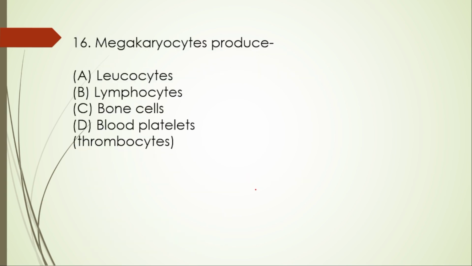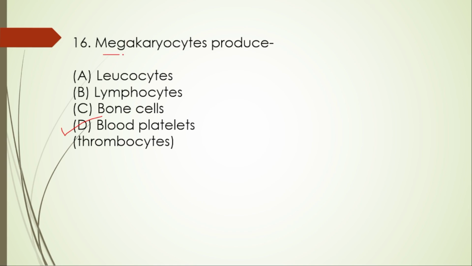So the next question is the 16th question. Megakaryocytes produce: leukocytes, lymphocytes, bone cells, or blood platelets. So here the right option is D, that is blood platelets.